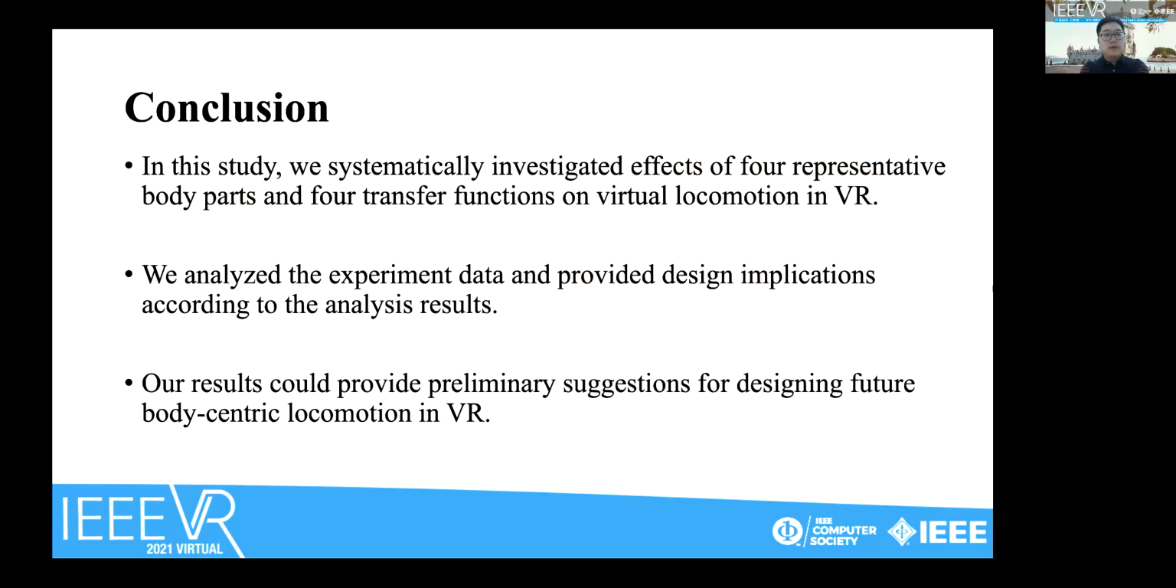To conclude, we systematically investigate these body parts and transfer functions on virtual locomotion, and we analyze the experiment data, provide design implications, and the results could provide preliminary suggestions for designing future body-centric locomotion in VR.